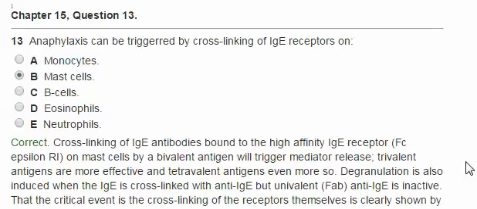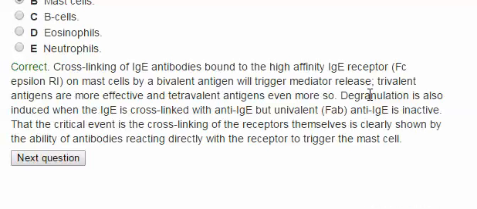Cross-linking of IgE antibodies bound to the high-affinity IgE receptor on mast cells by a bivalent antigen will trigger mediator release. Trivalent antigens are more effective and tetravalent antigens even more so. Degranulation is also induced when the IgE is cross-linked with anti-IgE, but univalent anti-IgE is inactive. That the critical event is the cross-linking of the receptors themselves is clearly shown by the ability of antibodies reacting directly with a receptor to trigger the mast cell. Try to say that backwards.